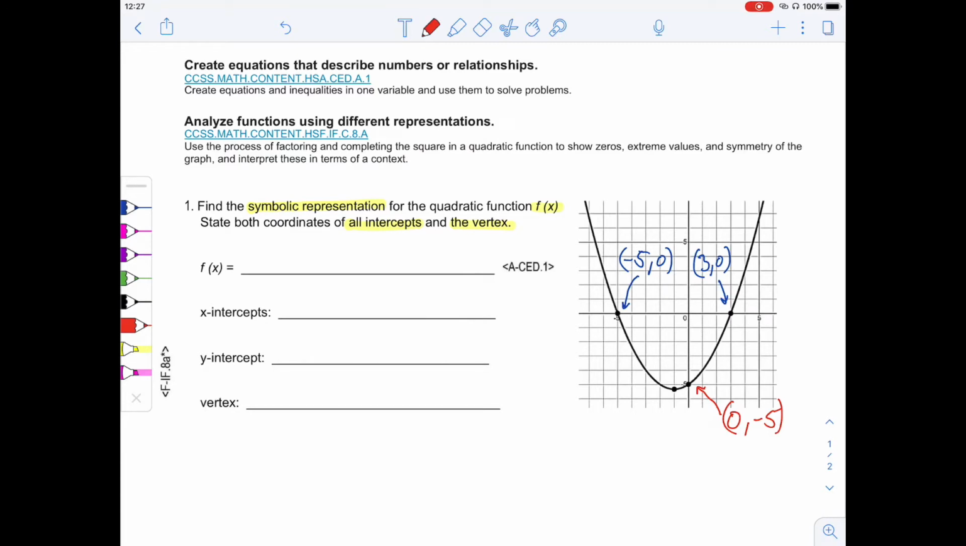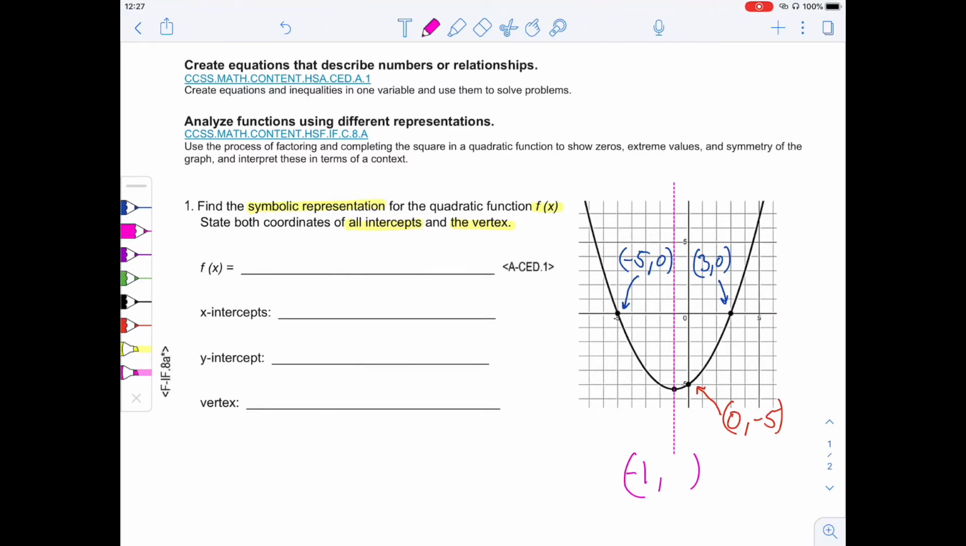And then we have a vertex. The vertex goes through this axis of symmetry, and it is at -1, -1 something. We don't know what the y value is yet. Okay, so we got to figure that out.